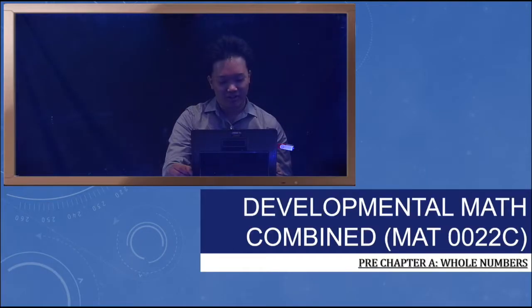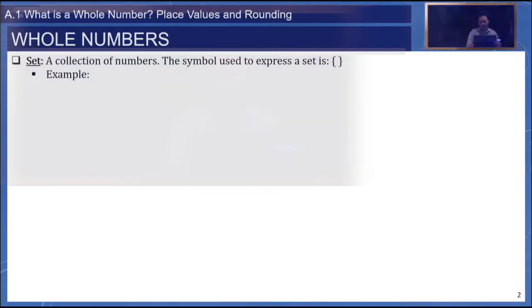So this is pre-chapter A, whole numbers, and we're going to begin talking about whole numbers. A set is a collection of numbers, and the symbol we use to express a set is the squiggly parentheses. Here you have an example of a collection of numbers: 17, 3, 9, 6, and 14.